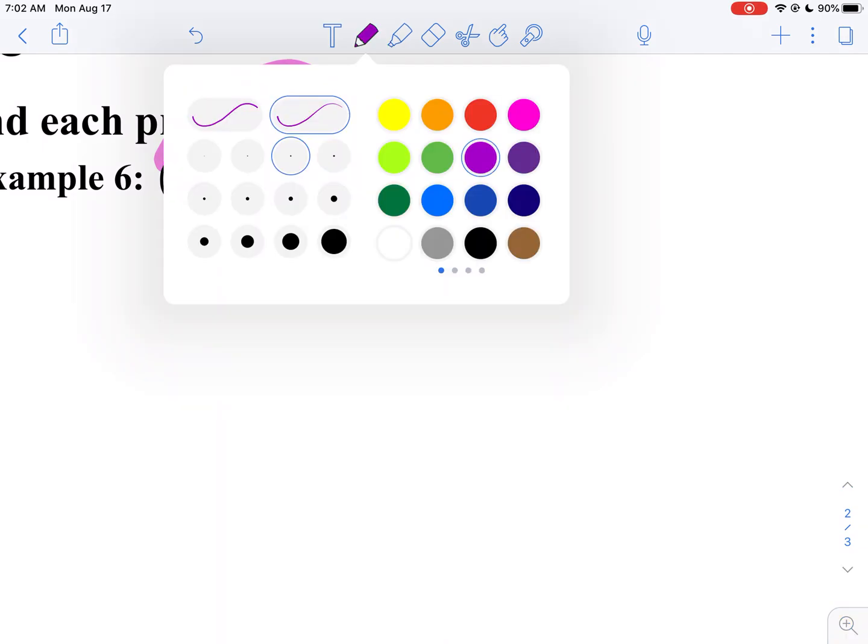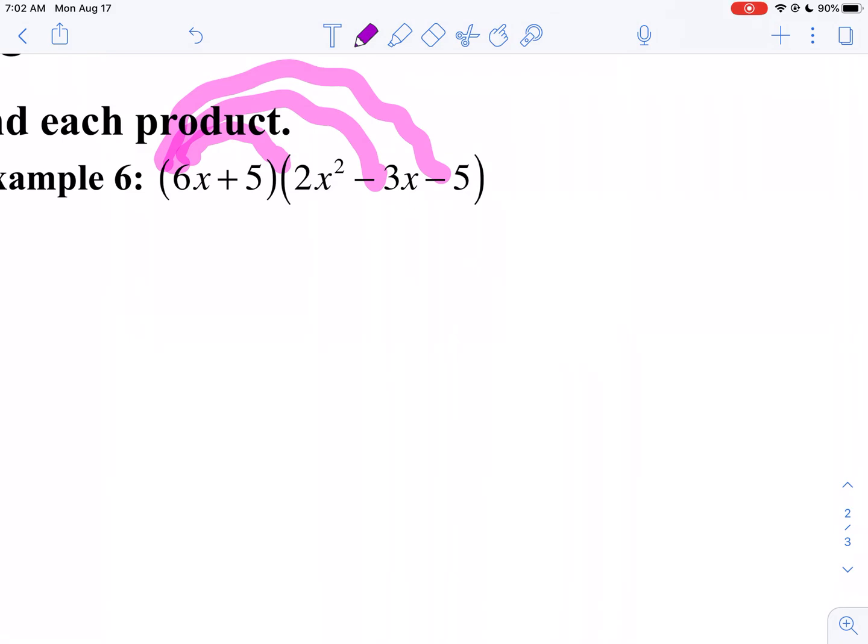So I'm going to say 6x times 2x squared, well, that's 12x squared. 6x times negative 3x, well, that's, whoops, I messed up there, didn't I? I can't count. I got an x here and 2x is here, it should be 12x cubed. Then I take 6x times negative 3x, I get negative 18x squared. I take 6x times negative 5, I get negative 30x.